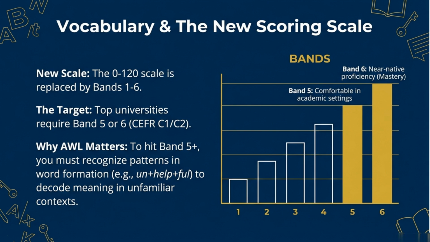This connects directly to the new band scale. The test now scores on bands 1 to 6. Top universities require a band 5 or 6, that is CEFR C1 or C2 level. To achieve a band 5, you cannot just memorize definitions. You must recognize word formation patterns, like realizing that unhelpful is 3 parts working together to decode unfamiliar words instantly.